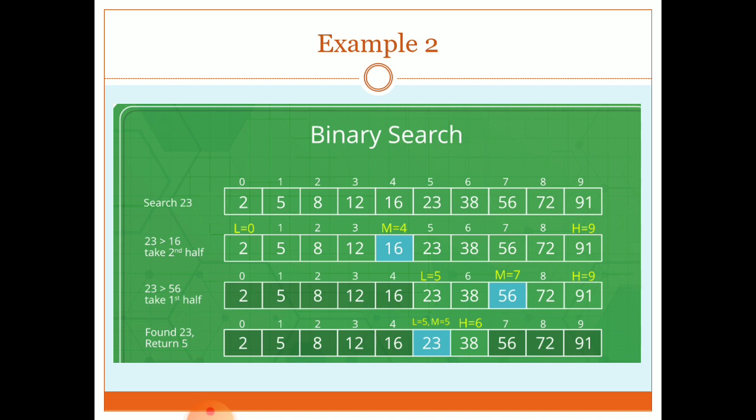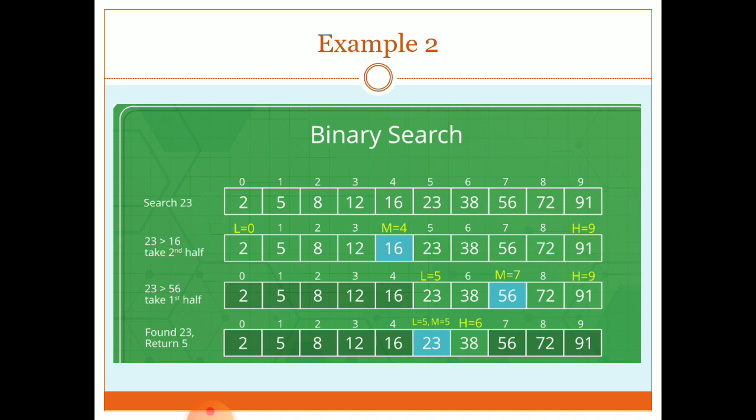So again I will find the middle position. Now it's 9 plus 5 divided by 2. 9 plus 5 is 14, and 14 divided by 2 is 7. So my 7th positional element is what? The 56. Now, is 56 equal to 23?